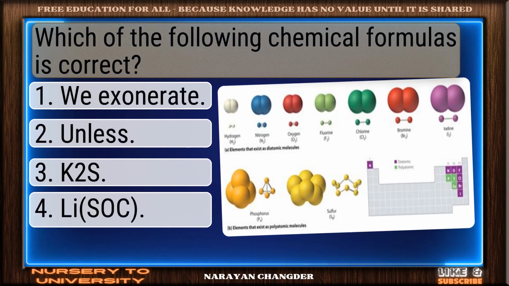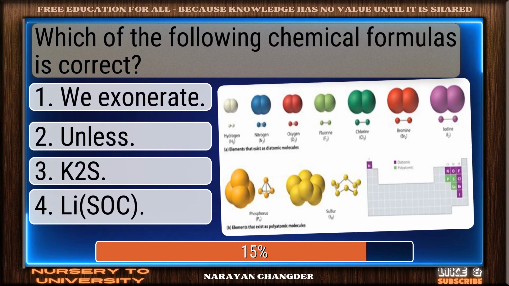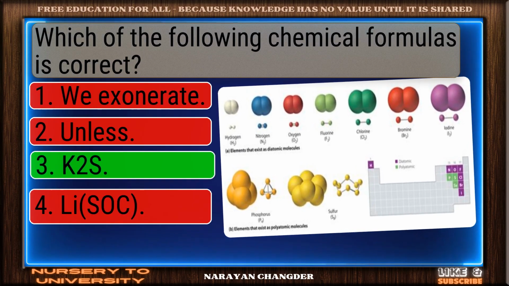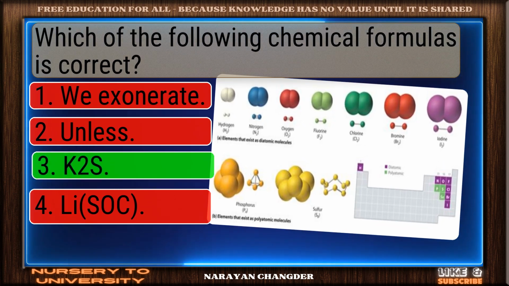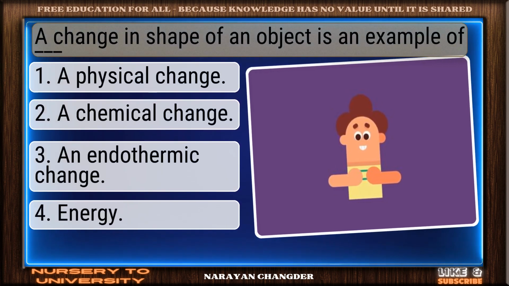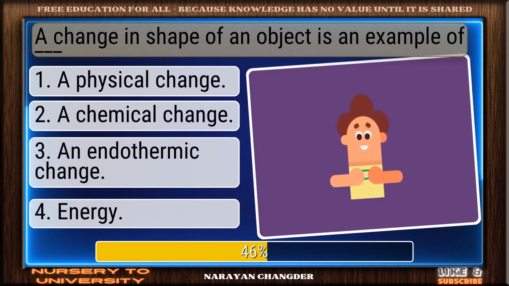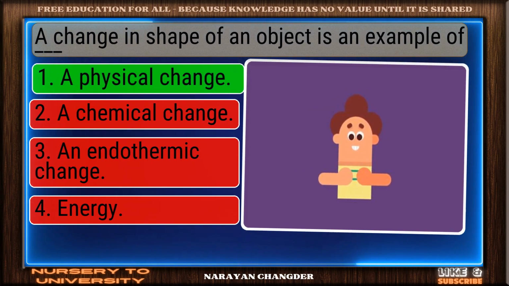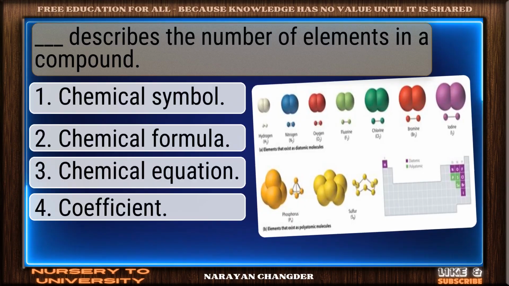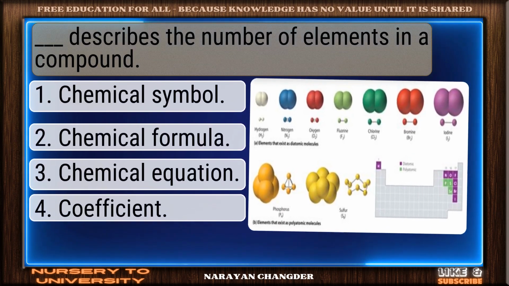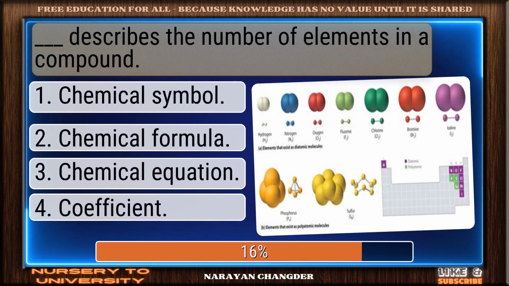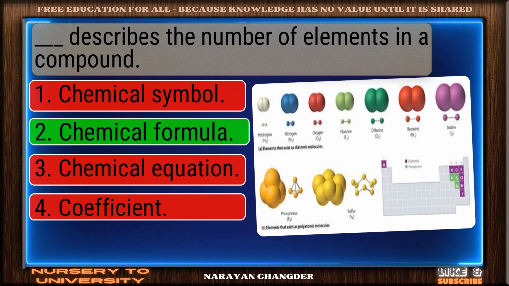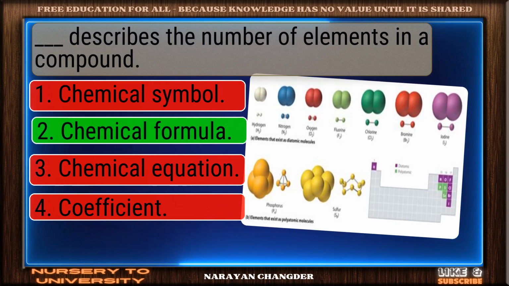Which of the following chemical formulas is correct? Well picked. K2S is the correct answer. A change in shape of an object is an example of dash. Good thinking. A physical change is the right answer. Dash describes the number of elements in a compound. Great thinking. Chemical formula is the right choice.